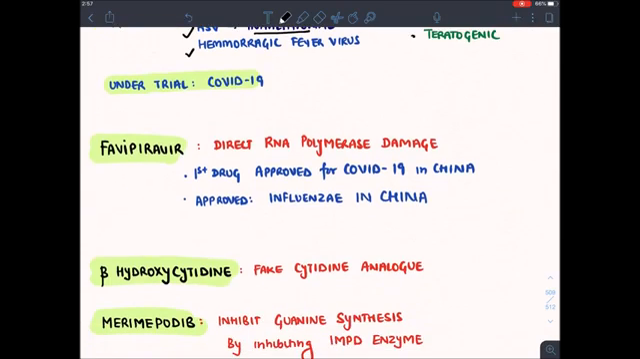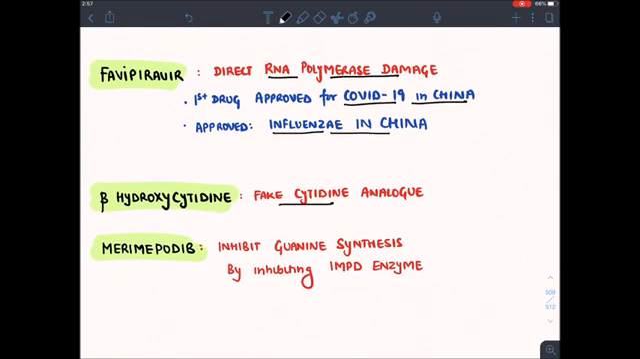Now favipiravir directly binds to RNA polymerase and inhibits its action. It was the first drug approved for COVID-19 in China and worldwide. It has also recently been approved for influenza in China as well, but it is only approved in China.